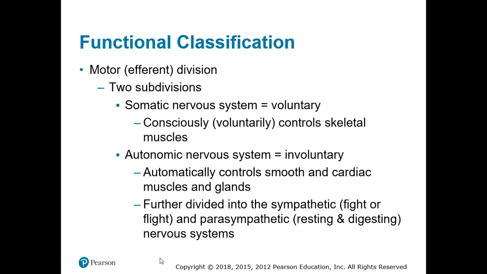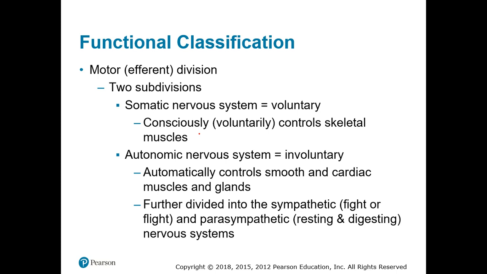Your motor can then be divided into two subdivisions, somatic versus autonomic. Somatic is sometimes called your voluntary nervous system. They're called voluntary because the somatic nervous system controls things that you can consciously control, such as your skeletal muscles. You can tell your foot to lift. You can tell your arm to move. You can tell yourself to smile.